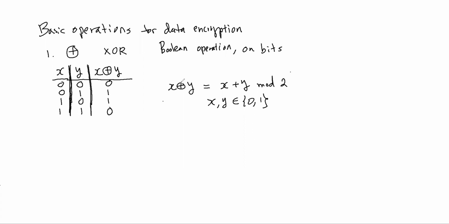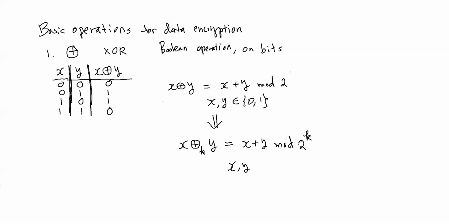Later, for some algorithms, we are going to generalize this modular 2 operation to, let's put a K here, X exclusive OR Y with this operation being X plus Y modular 2 to the K, where X and Y are values that belong to the range from 0 to 2 to the K minus 1.